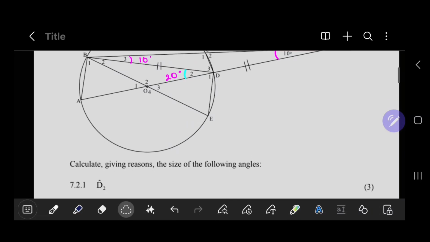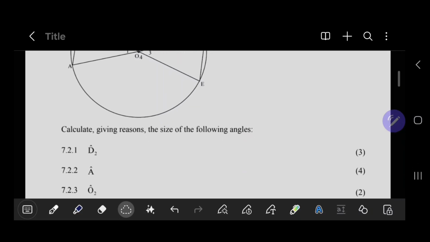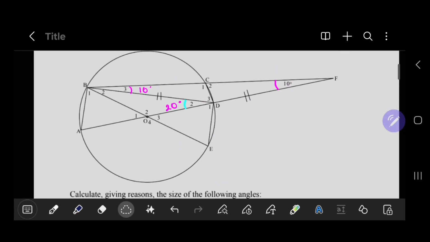Okay, let's move on. The next angle we need is angle A. So let's first locate angle A. Here is angle A on our diagram. And what we notice is that angle A is subtended by points B and D. So B and D subtend to angle A. So that's what that looks like.